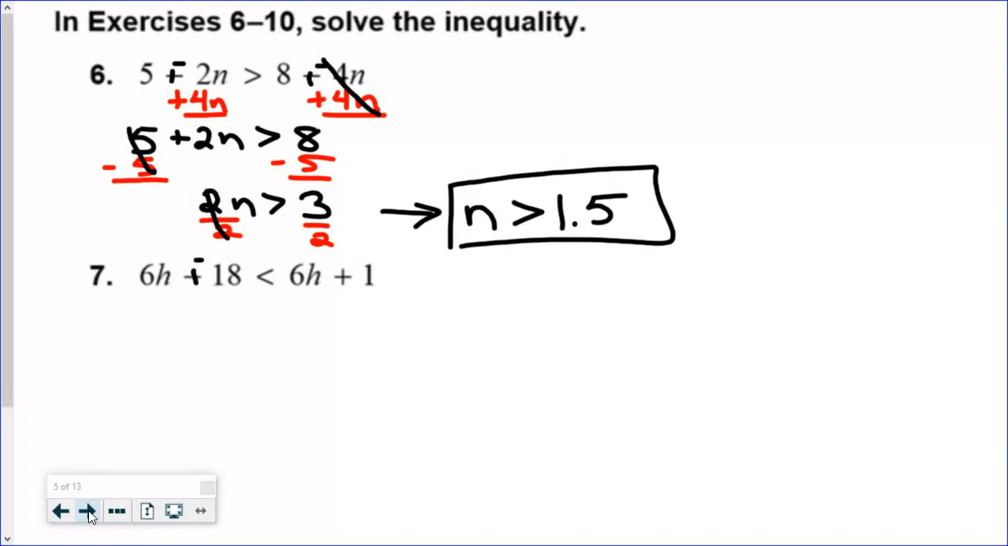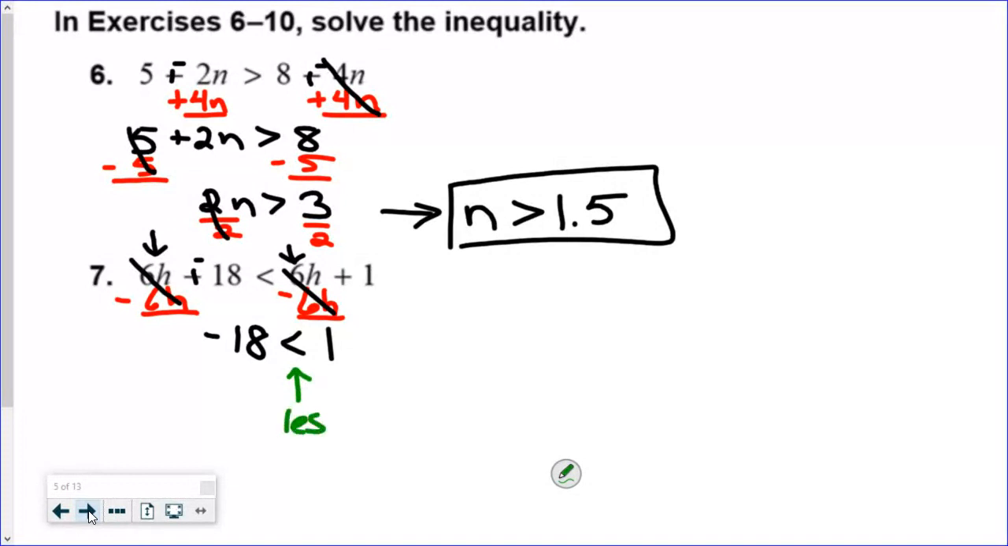Now, get rid of your variables first. I'm going to minus 6h, minus 6h. Okay. Right here, do you see the h's go away? And right here, do you see the h's also go away? So I am left with negative 18, a less than symbol, and 1. Now, this is different than the equal sign. You actually have to think, this is a less than sign.